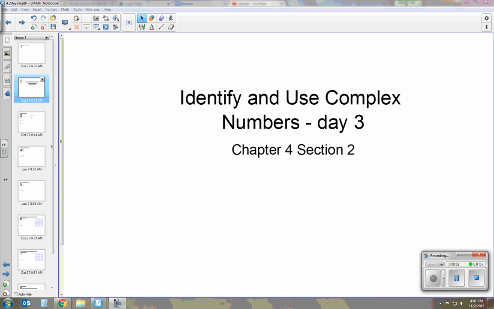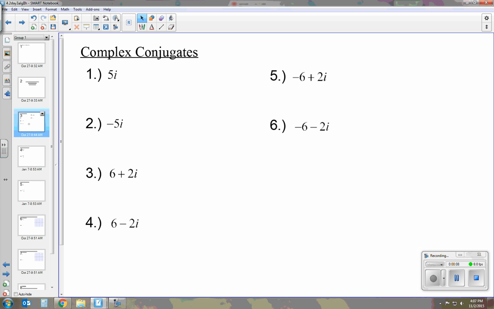Going to be talking about identifying using complex numbers, and this is day 3. Now, this is an extension and enrichment, so you won't see this in your book, so it will be a handout. But we're talking about complex conjugates. But before we can talk about complex conjugates, we have to know what a regular conjugate is.